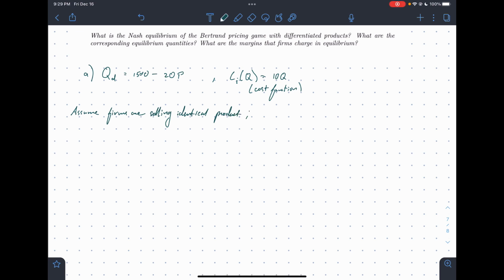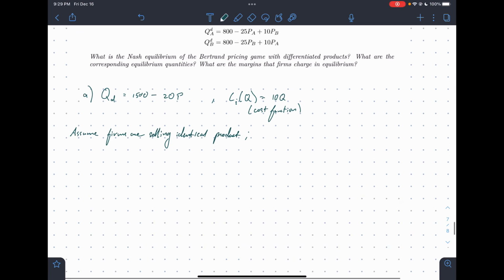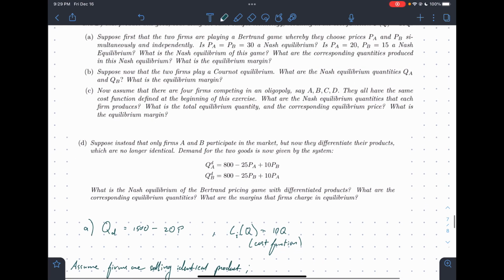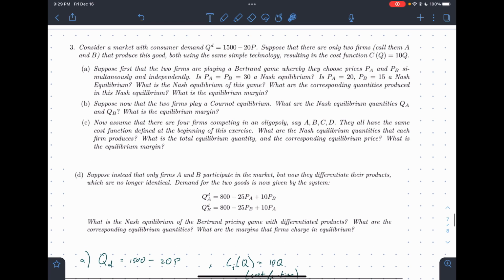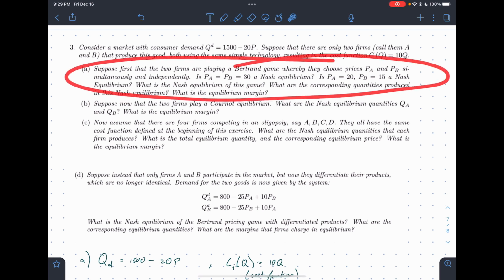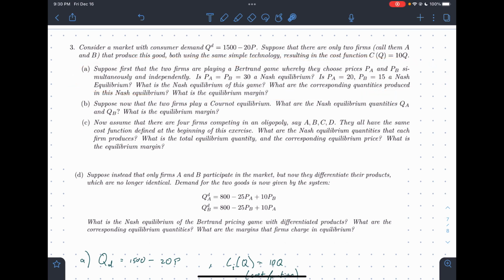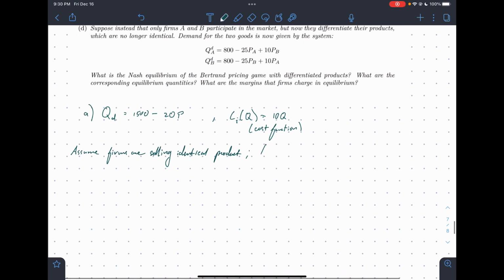we're going to assume firms are selling an identical product. So when we say Bertrand game, and there's no differentiation. See, in part D, they differentiate the products. That tells you that it's a differentiated Bertrand game. Here, it's a Bertrand game. There's no differentiation here. So it's just a homogeneous good, Bertrand.